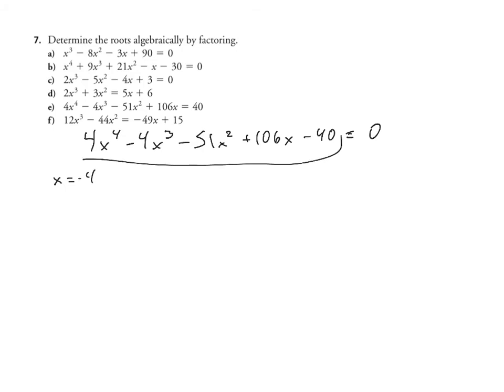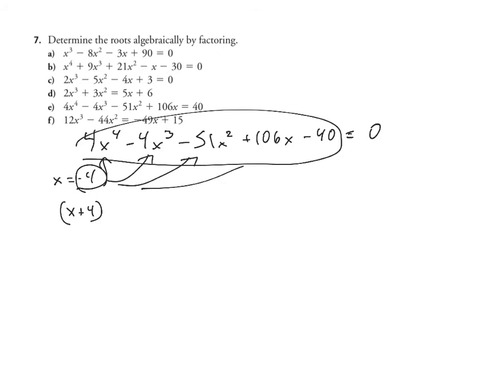4x to the 4 minus 4x cubed minus 51x squared plus 106x minus 40 equals 0. Bring everything to the left. Alright, looks like when x equals negative 4, this stuff equals 0. So we know that x plus 4 is a factor. I did just plug in negative 4 here. You'll see that the whole thing equals 0. So x plus 4 is a factor. Let's find the other factor.